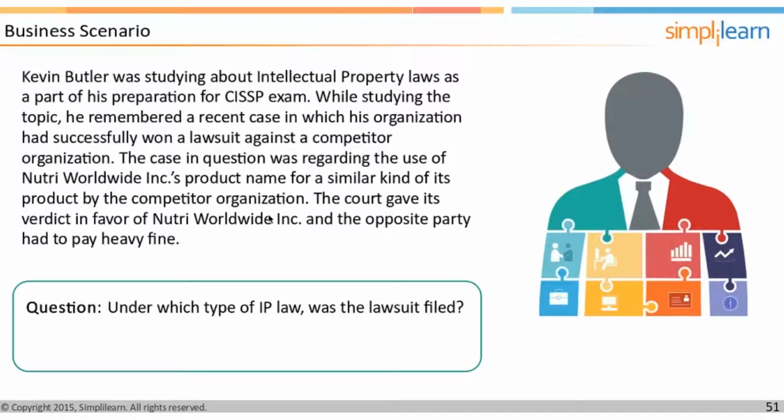So I think it is over the trademark. Why trademark? Because it is specific to the company, Nutri Worldwide Inc., and their product name.